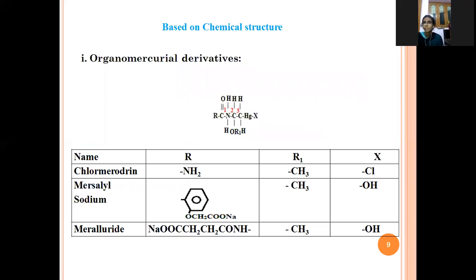Next one is based on the chemical structure. First one is organomercurial derivatives. See here, organomercurial derivatives. Here, in R1 and X position, if we replace the different atoms, we will get the different drugs. So first drug is chlormerodrin. Here in R position amino group is attached, and in R1 position methyl group, and in X position chlorine group is attached.